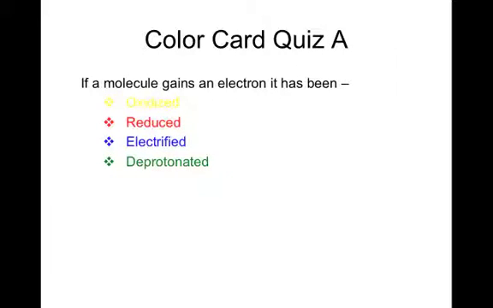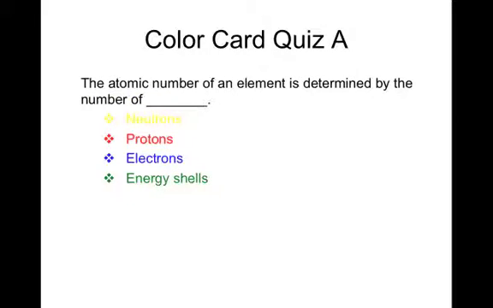Next, if a molecule gains an electron, it has been yellow oxidized, red reduced, blue electrified, or green deprotonated. Next, the atomic number of an element is determined by the number of blank. Yellow is neutrons, red is protons, blue electrons, and green energy shells.